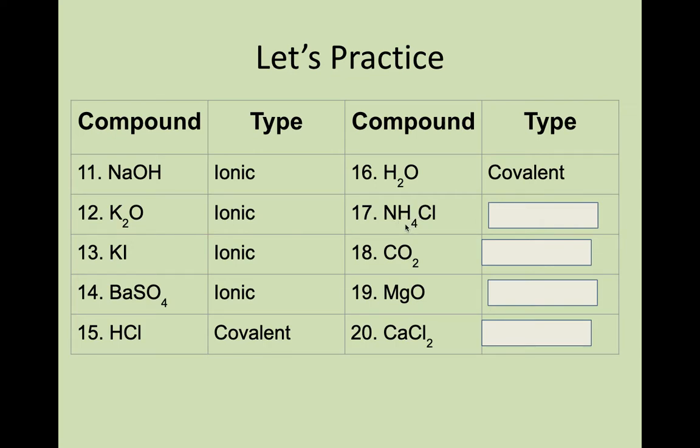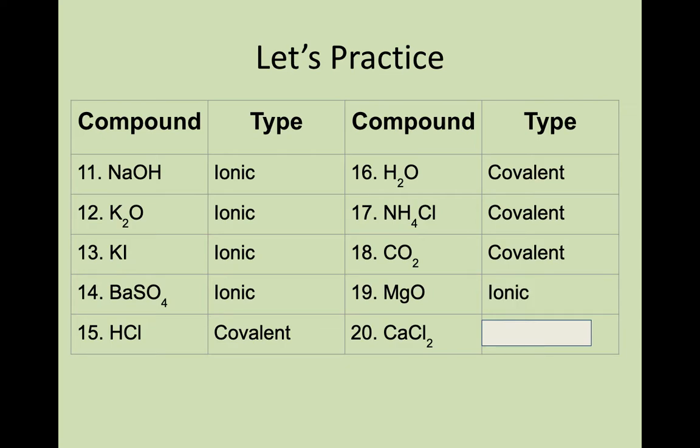NH4Cl, now there are 3 elements here, but none of them are metal, so it has to be covalent. CO2 is covalent. MgO is ionic. Mg is your metal, oxygen is your nonmetal. And CaCl2: calcium is our metal, so as soon as you see a metal, it is ionic. Perfect. Hopefully now you can identify the difference between an ionic compound and a covalent compound.